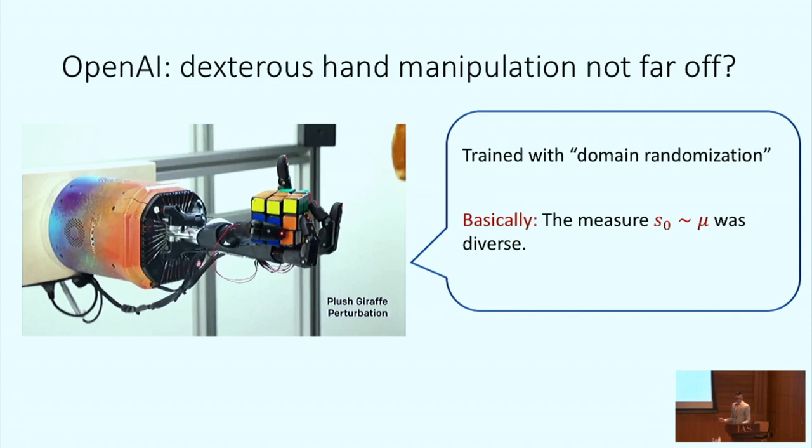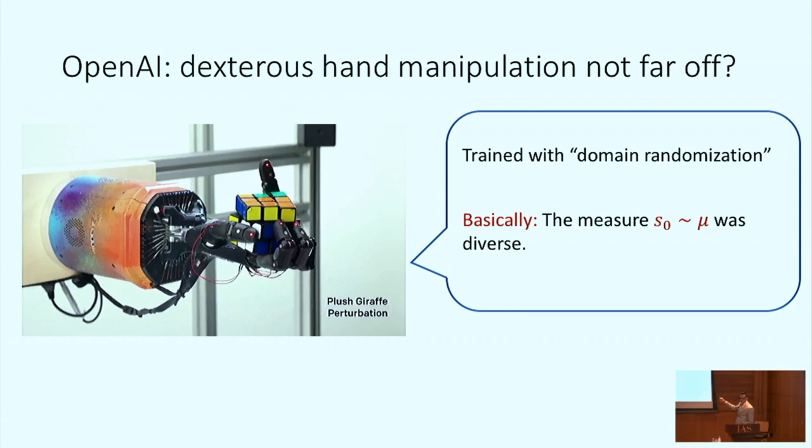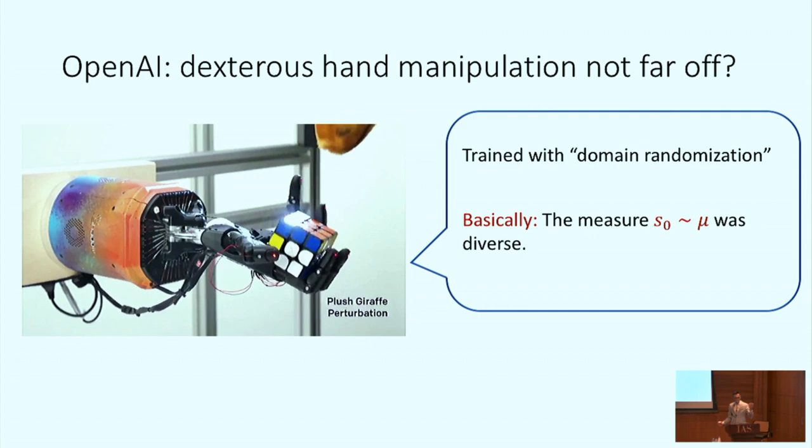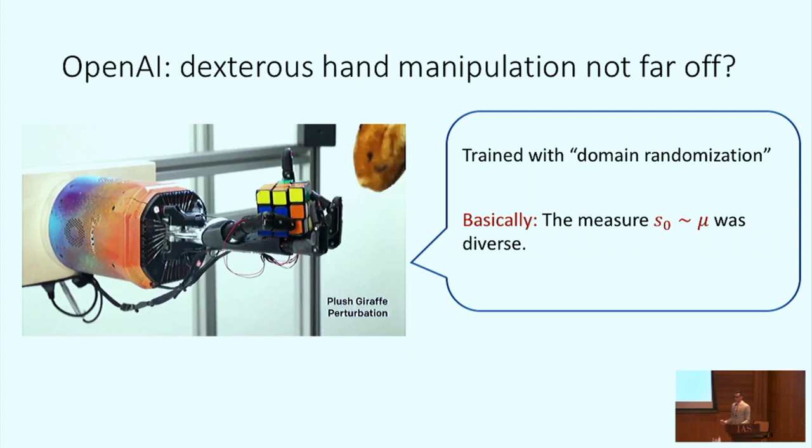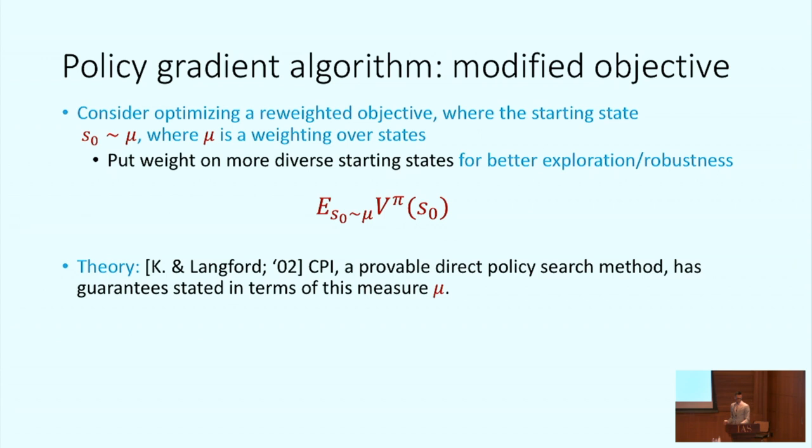It's just turning this cube with one hand with all these joints and all the noise and uncertainties. The way they train this is what they call domain randomization. Basically, you have lots of different configurations of MDPs and noises and things like that that you add to it. So you have this start state measure mu over states and different parameters in your physics simulator.